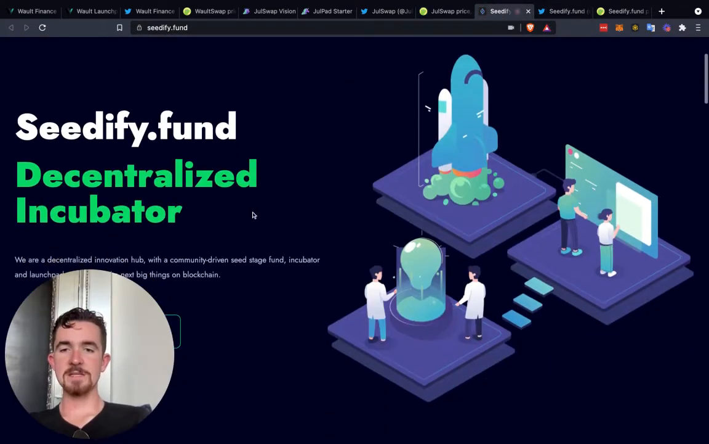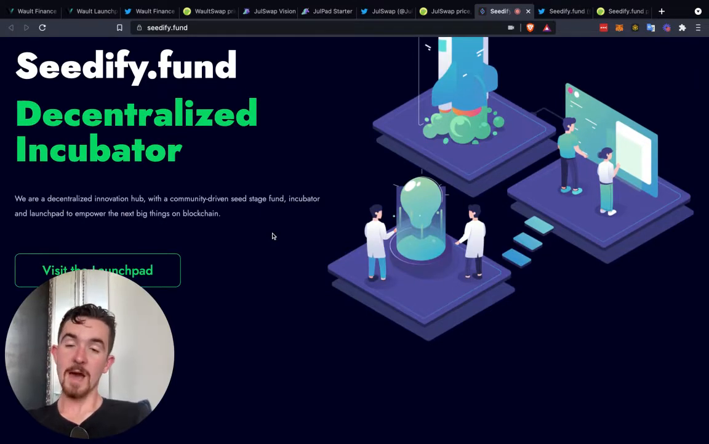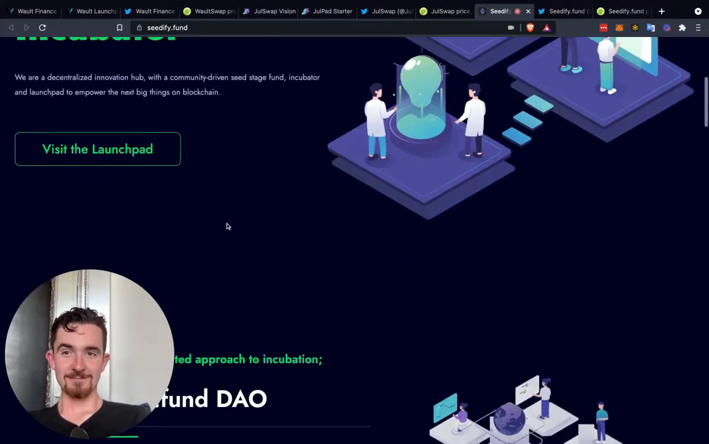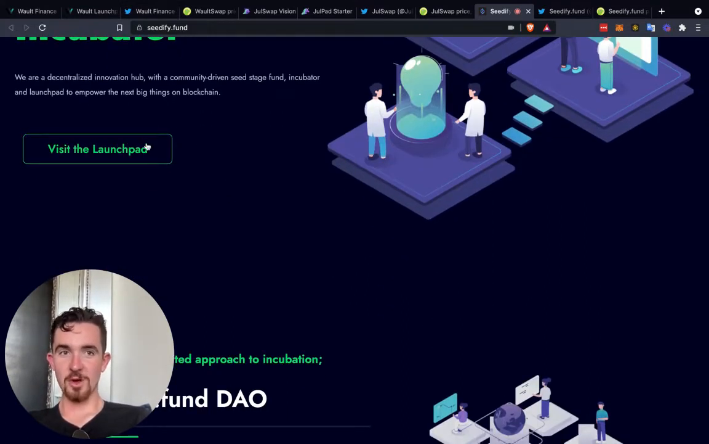Lastly, Seedify, the decentralized incubator. Now, this is out of these 3 my favorite. I'll be quite honest with you. These 2, a little too risky for me. But this is purely focused on the Launchpad, which is pretty cool. You can visit the Launchpad here.